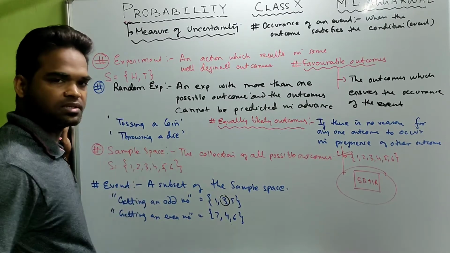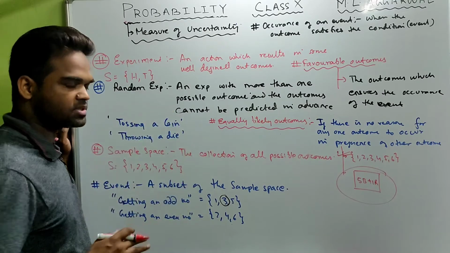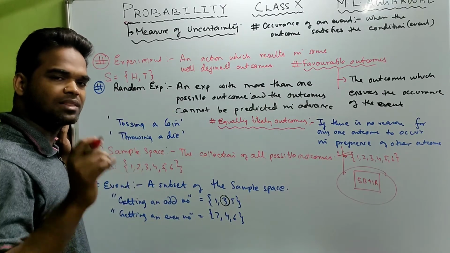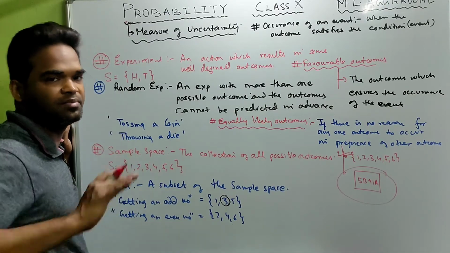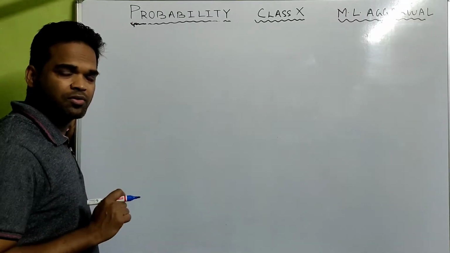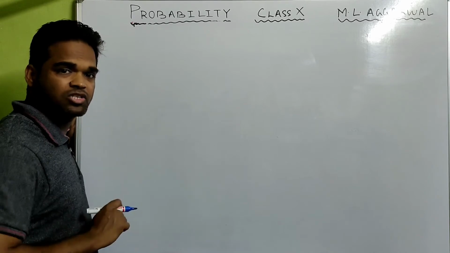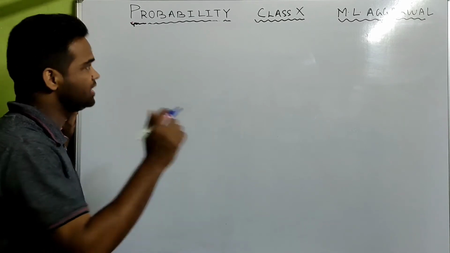Now, if these terms are clear, I'll give you the mathematical expression for the probability of an event. So now you can write the mathematical expression for the probability of an event.